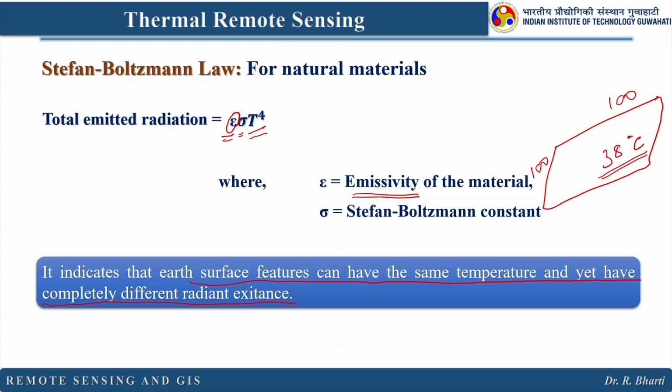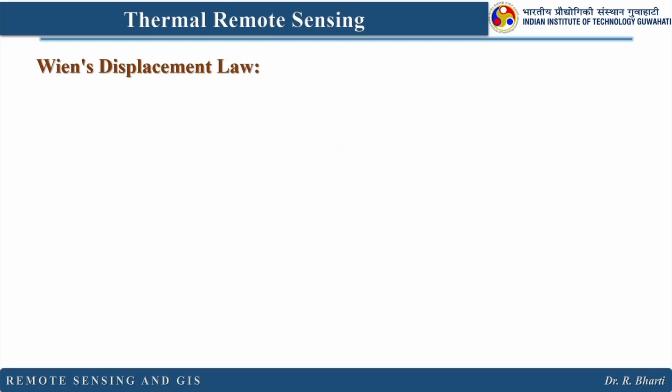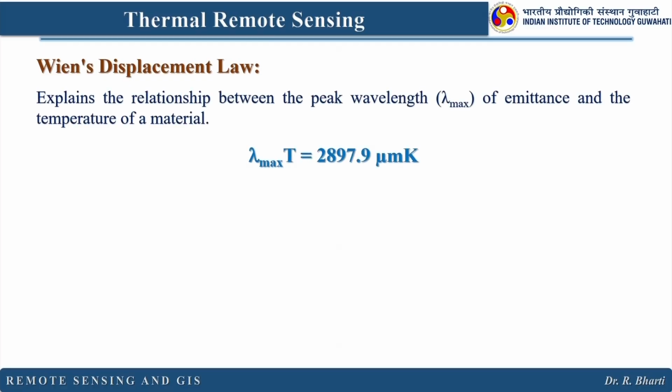So in nature all the materials are different and they are changing from one place to another place. So here the emissivity will play a very critical role, that we will see in the next slide. Now how do we find out the lambda max, where is the peak wavelength of emittance? For that we have to refer to Wien's displacement law.